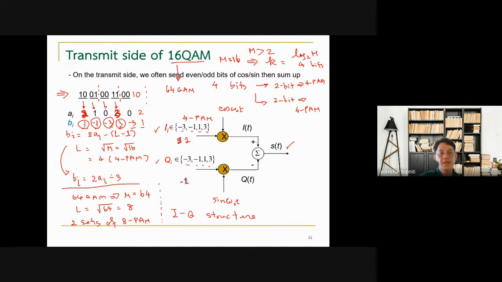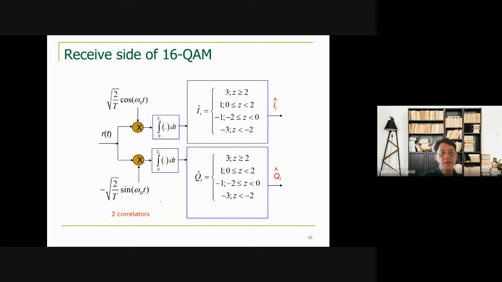Next, let's go to the receive side. So what do we have?